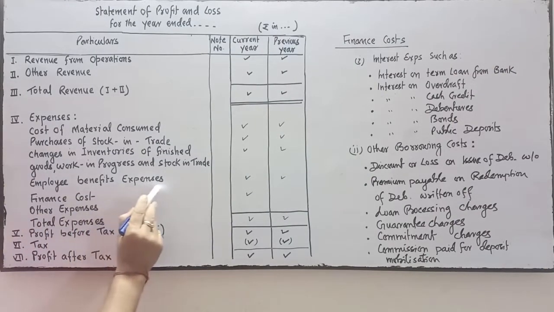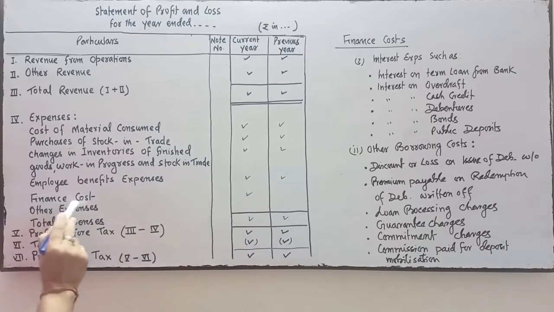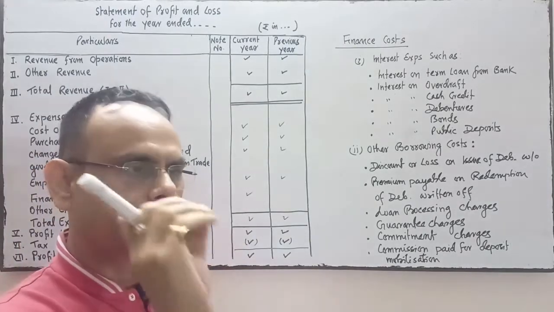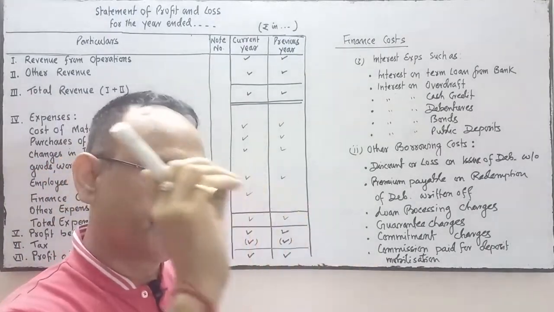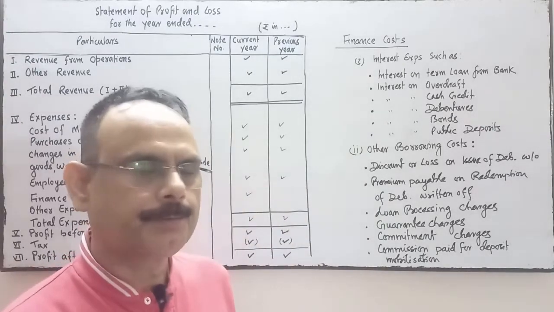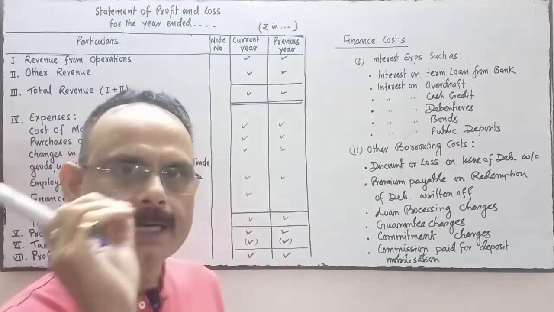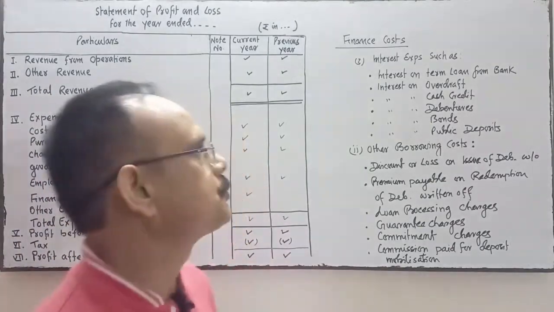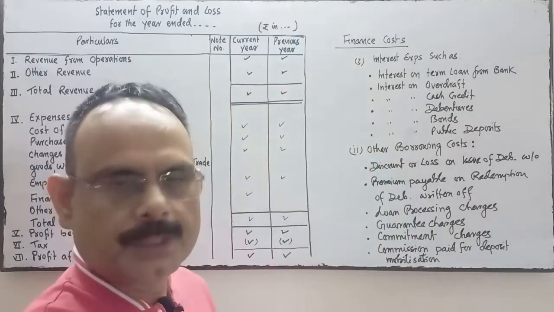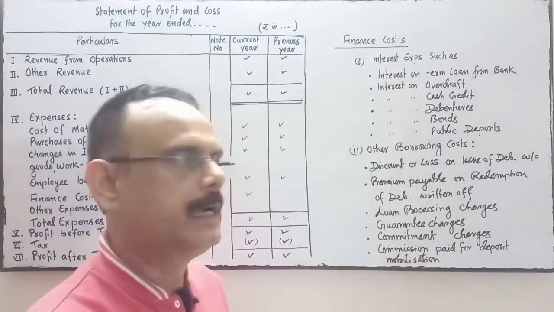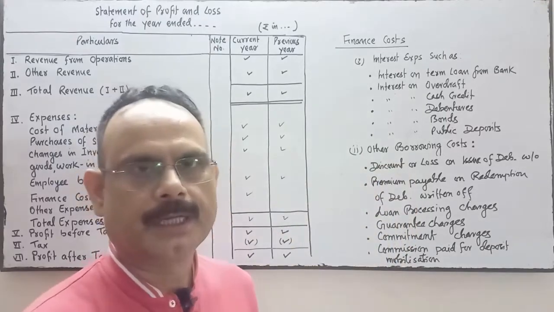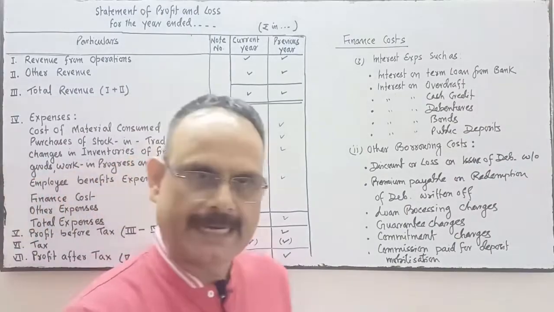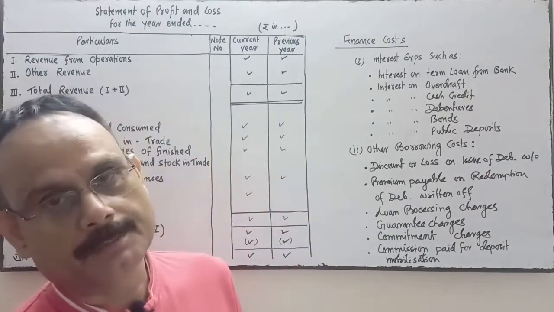After employee benefit expenses, next is finance cost. Finance cost means when we take borrowed capital from the market, we pay interest on that borrowed capital. We pay interest or commission on that. So finance cost includes interest expenses and, second, other borrowing cost.